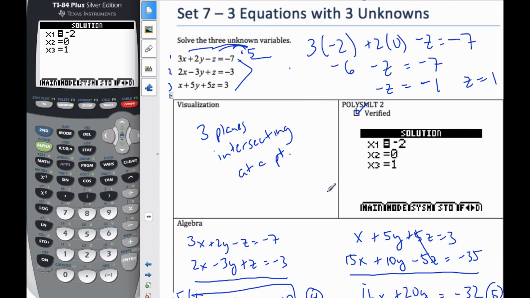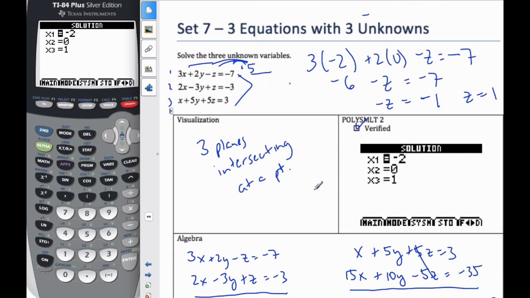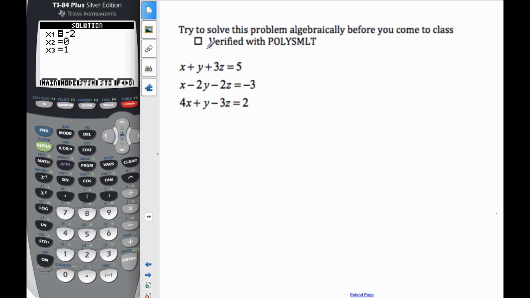We will do some of these in class, but it's really good that you get a handle and good practice of it. I would like you to try this one at home before you come to class. Try it on your own, see what mess you come up with. You can check it with Poly Simultaneous.